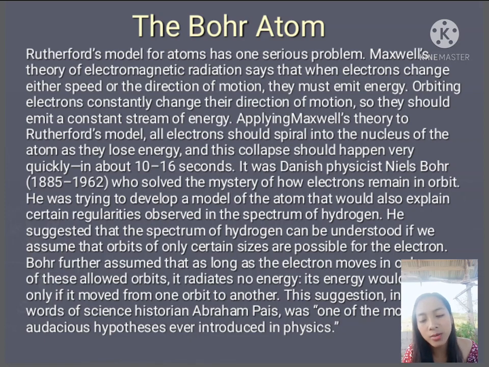He suggested that the spectrum of hydrogen can be understood if we assume that orbits of only certain sizes are possible for the electron. Bohr further assumed that as long as the electron moves in only one of these allowed orbits, it radiates no energy. Its energy would change only if it moved from one orbit to another. This suggestion, in the words of science historian Abraham Pais, was one of the most audacious hypotheses ever introduced in physics.